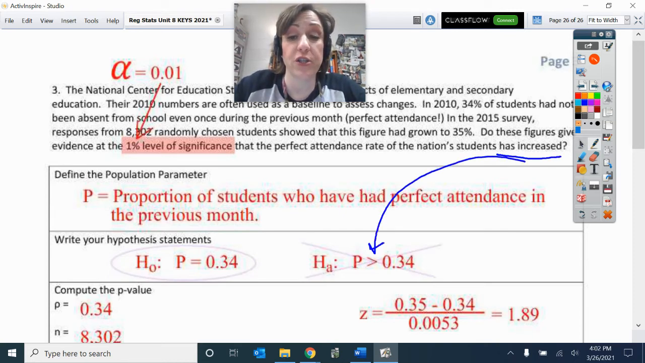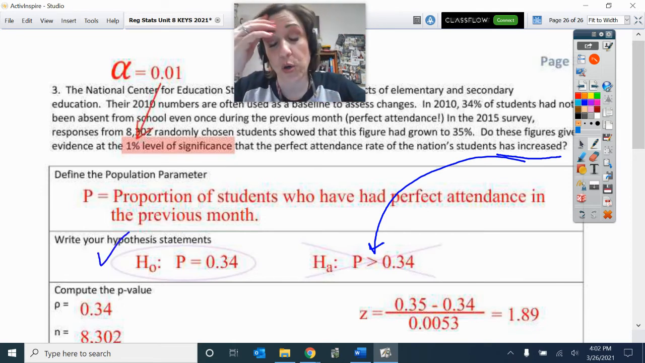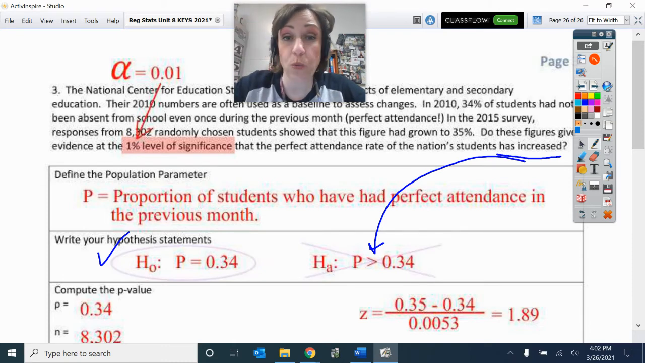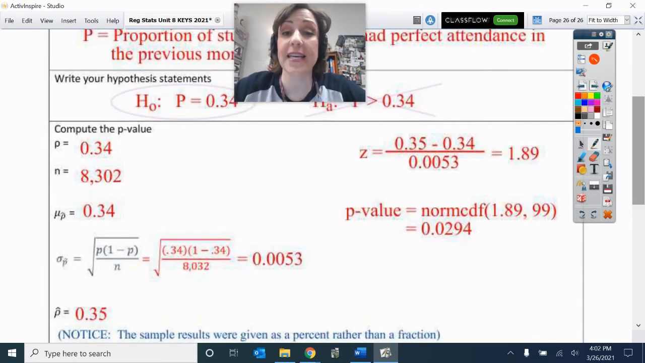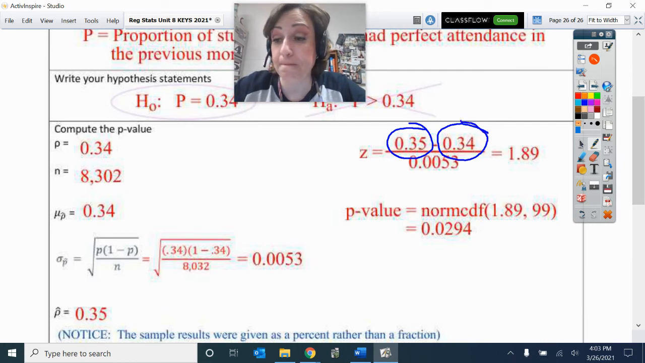So p is the proportion of students who have had perfect attendance in the previous month. We start off with our null hypothesis, saying that it's the same as it was in 2010, 34%. Then we use the sample results to determine if we have evidence that the figure has increased. So we come down here and put in our information. Again, what was different about our sample is it was given as a percent rather than as a fraction. We got those sample results. Let's see how far they are from what was claimed.